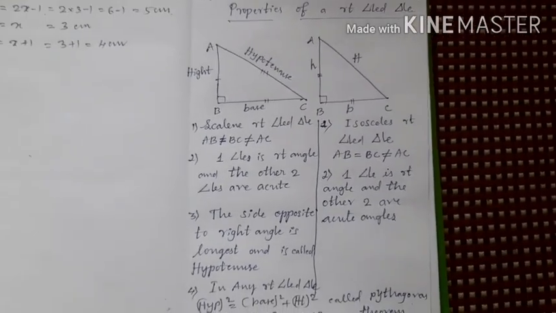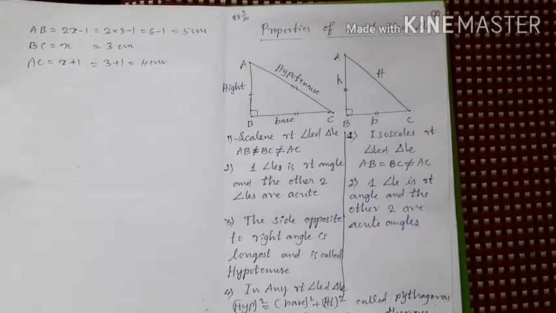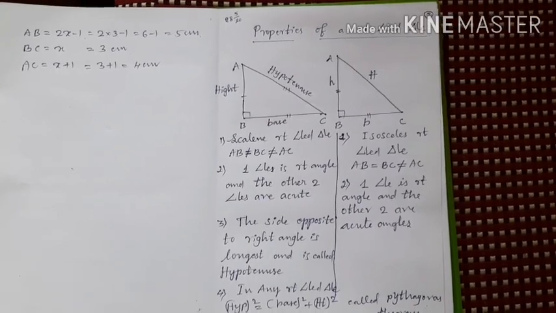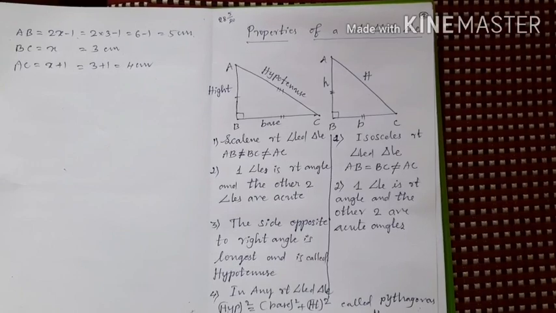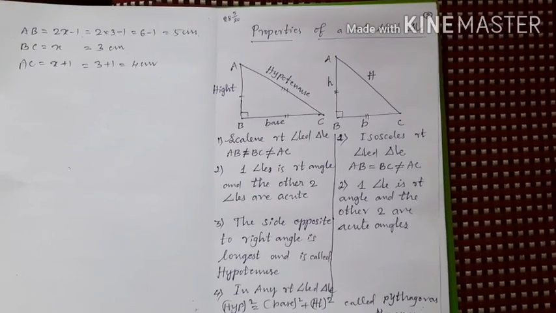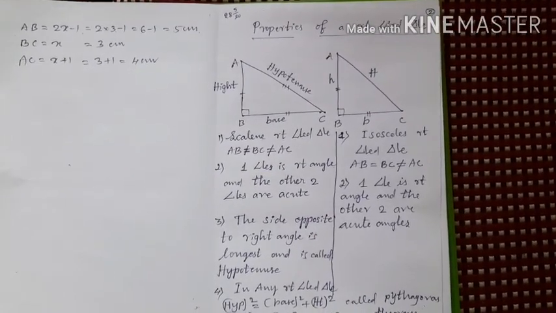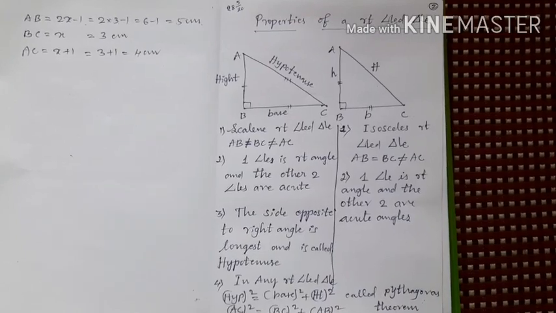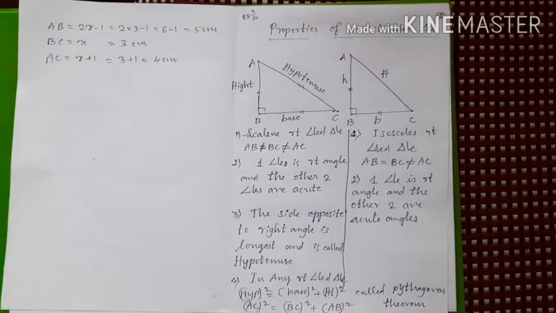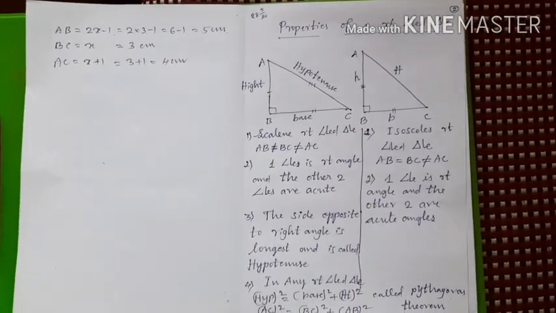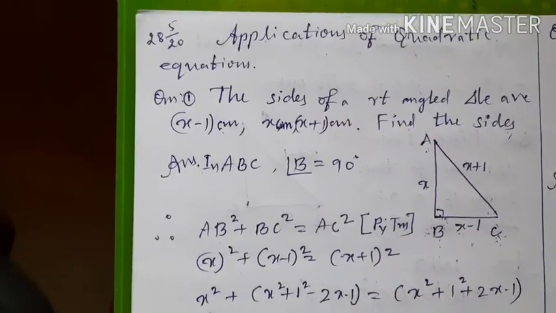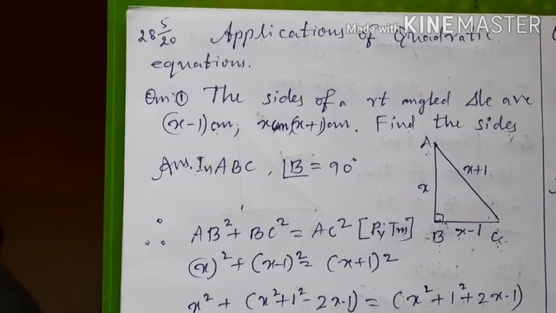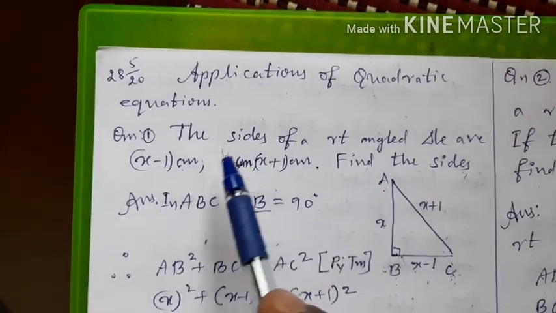This is the pre-required knowledge to learn about the applications of quadratic equations related to the right angled triangle. If we learn this, then it will be much easier for us to go forward and learn the next concepts. Let us begin with an example.